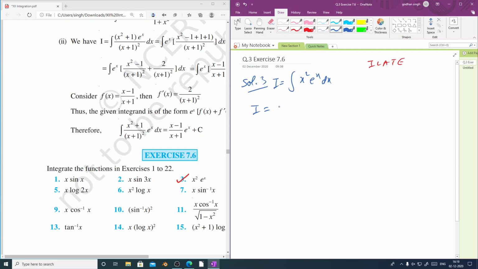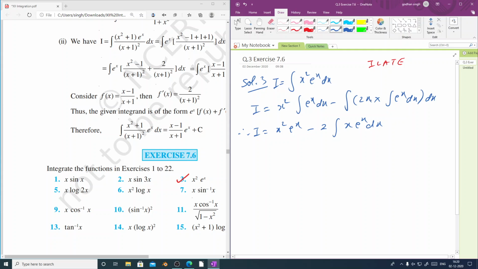So we'll get I equal to x square into integration of e raised to x dx minus integration of, then we'll differentiate x square, that will become 2x into integration of e raised to x dx, and then integrating this with respect to x. So therefore I equal to x square e raised to x minus 2 can be taken out, and this will become x e raised to x dx.